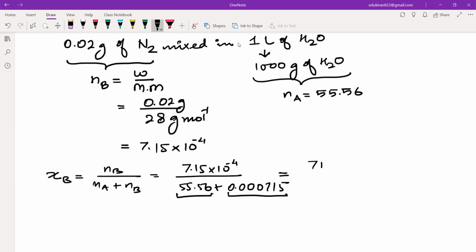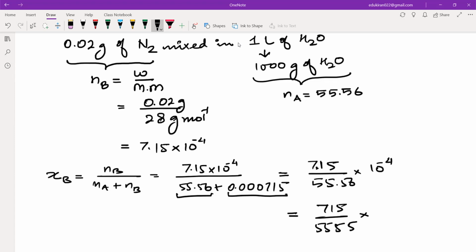We have 7.15 divided by 55.56 into 10 to the power -4. ठीक है? कैलकुलेट कीजिए कितना आ रहा है. इसको ऐसे लिख सकते हैं आप 715 divided by 55.56. ठीक है? 55.56 को 55.5 कर लीजिए तो आपको कैलकुलेशन में आसानी होगी.